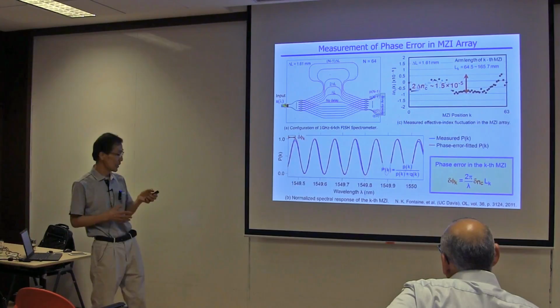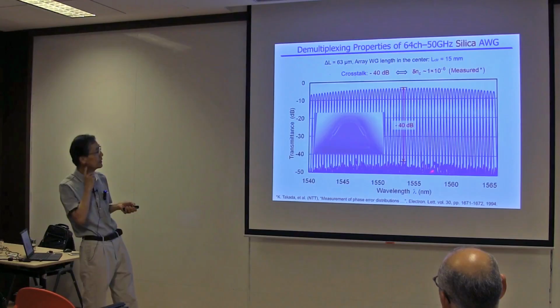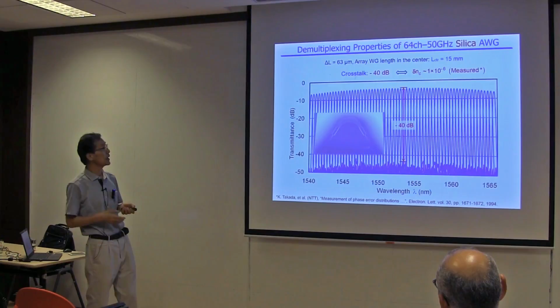And this one is the AWG demultiplexing properties. And typically, this is, of course, the best value obtained in the laboratory in the past. But even commercial products, we normally get minus 30 dB crosstalk. So in silica AWG, the performance is quite good.